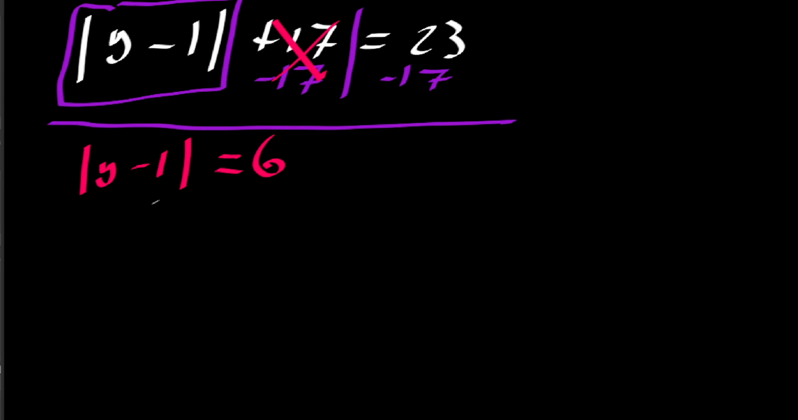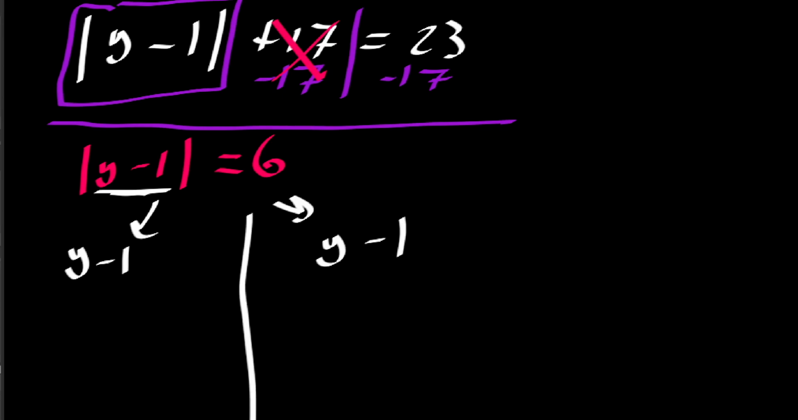All right, so now our two cases, once again, you take what's in your absolute value and you use that for both cases. So we're going to say y minus 1, y minus 1. But on one case, we're going to set it equal to the positive value of what's on the opposite side, which would be 6. For the second case, you're going to take the opposite side and make it negative. So this would be -6. So those are our two cases.